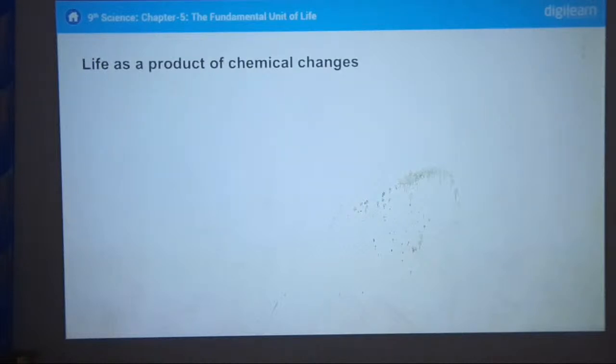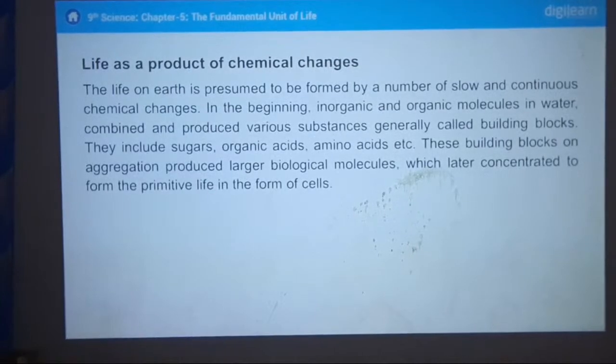Life as a product of chemical changes. Life on Earth is presumed to be formed by a number of slow and continuous chemical changes. In the beginning, inorganic and organic molecules in water combined and produced various substances generally called building blocks. They include sugars, organic acids, amino acids, etc. These building blocks, on aggregation, produce larger biological molecules, which later concentrated to form the primitive life in the form of cells.